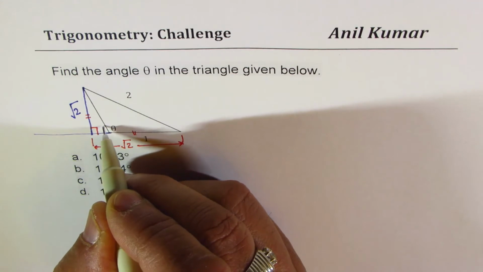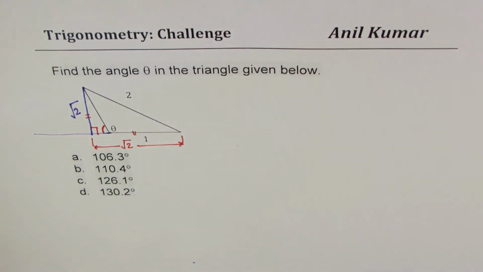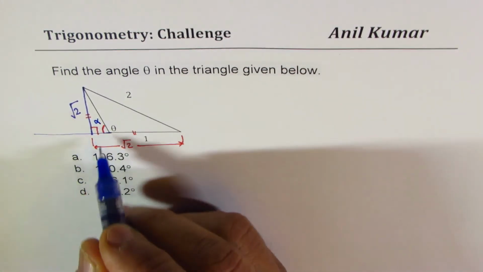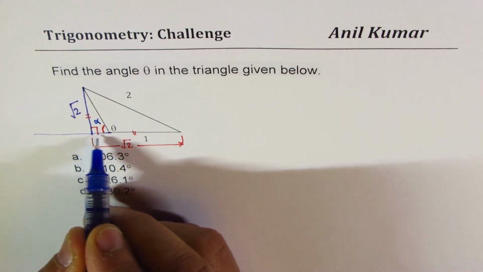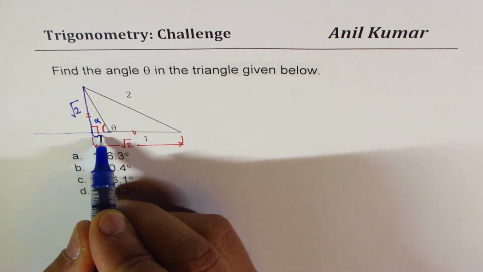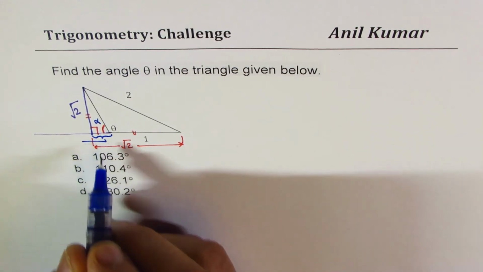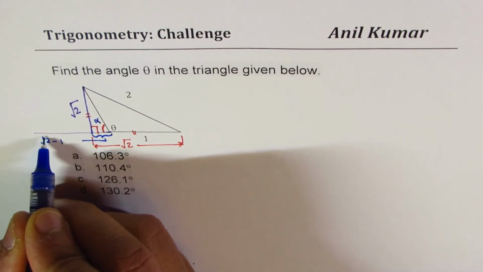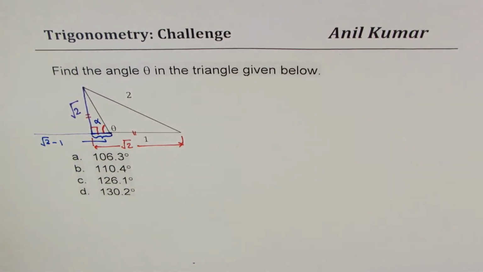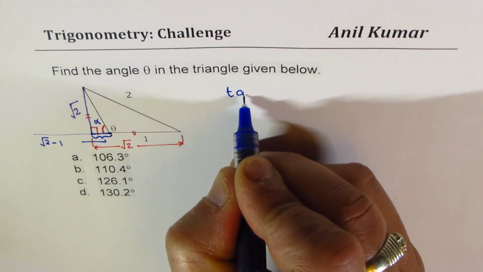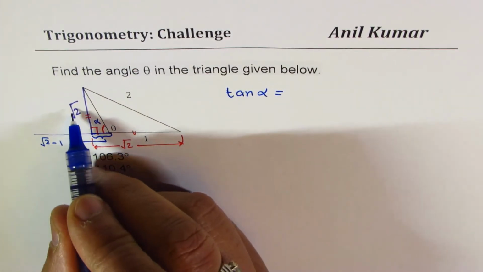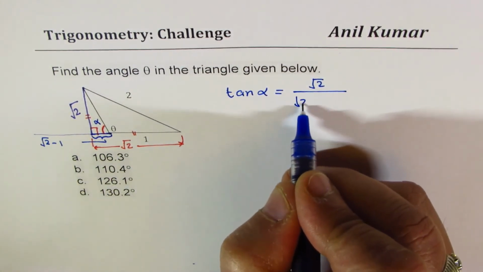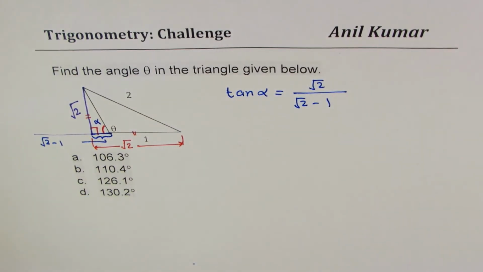If that is the case, we can find this angle. How? Now let's call this angle alpha. Then this side is going to be square root 2 minus 1, right? Square root 2 minus 1 is going to be that side. What is tan alpha? Tan alpha is equal to the opposite side, square root 2, divided by the base, which is square root 2 minus 1, right? So let's find this.